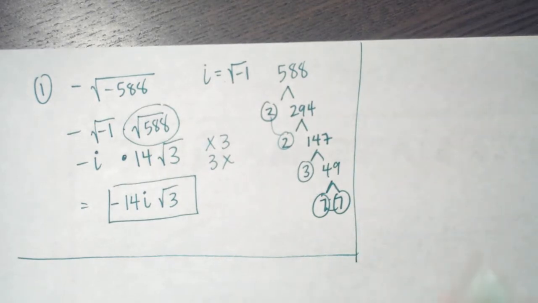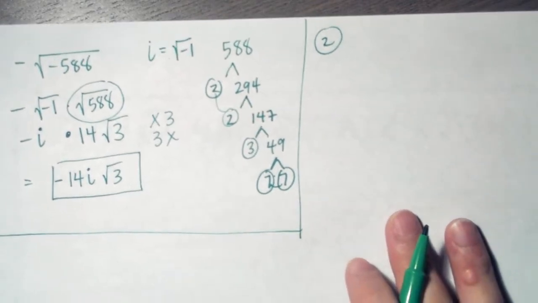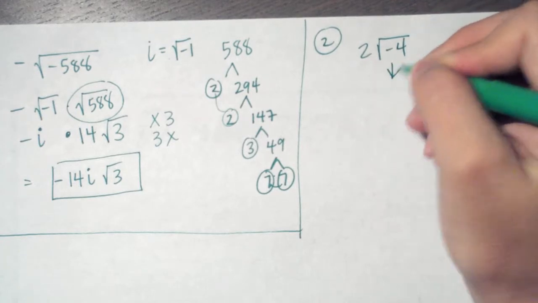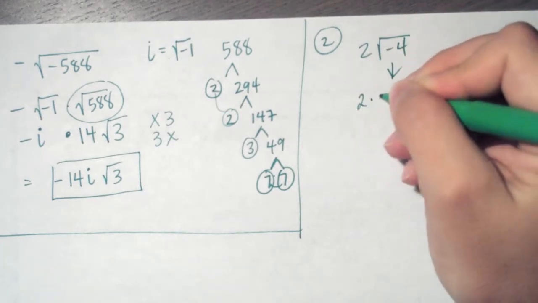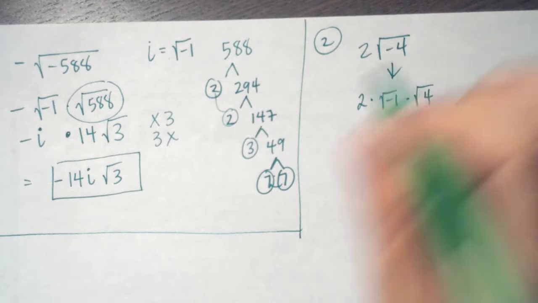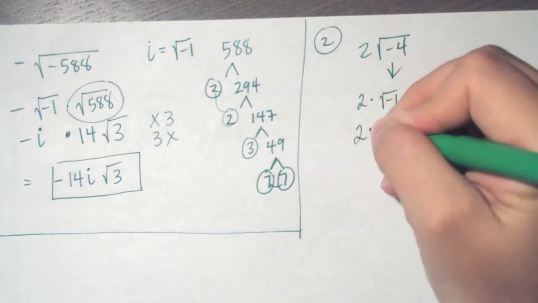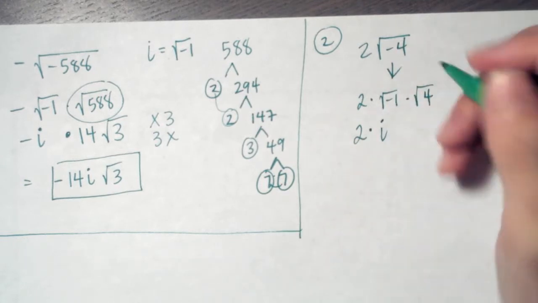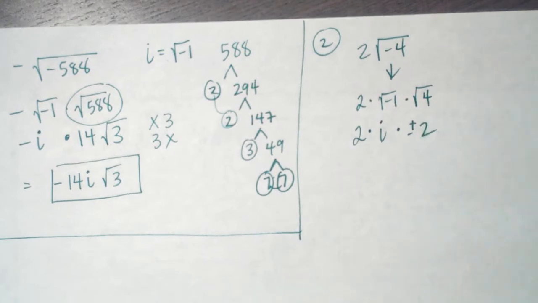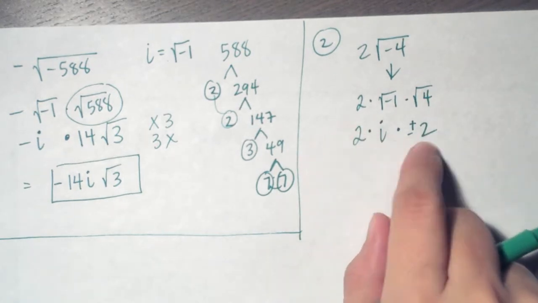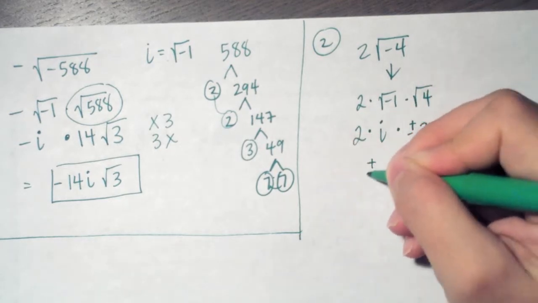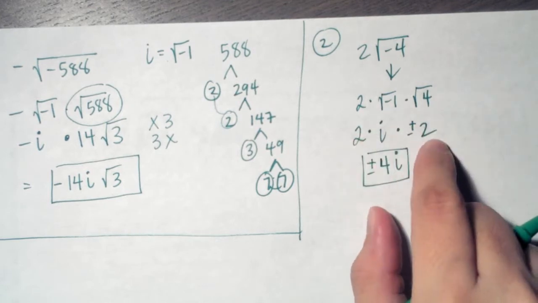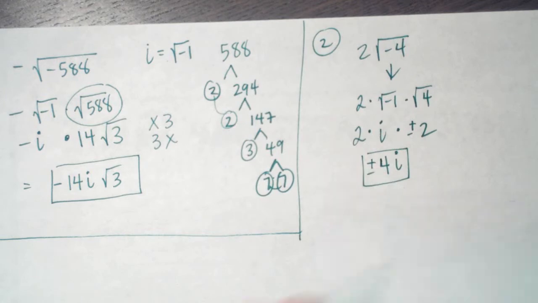Let's look at number 2. For number 2, I have 2 times the square root of negative 4. Same thing, I'm going to break this guy down to be 2 times the square root of negative 1 times the square root of 4. 2 is just chilling. The square root of negative 1 is i. And then the square root of 4 is plus or minus 2. So I'm going to multiply my whole numbers, right? So 2 times 2 is 4. So I have plus or minus 4. And then my i tags on the end. Be careful. You have 2 times 2. This is all being multiplied, not adding. So the plus or minus is in the front.